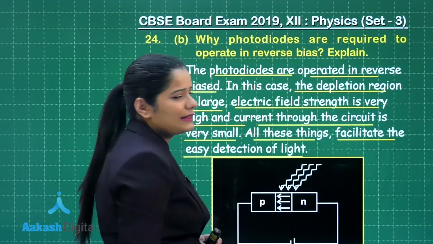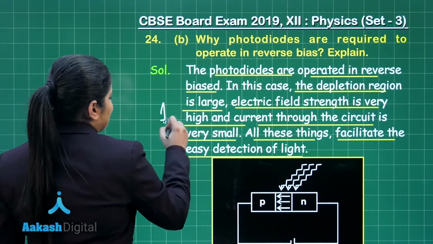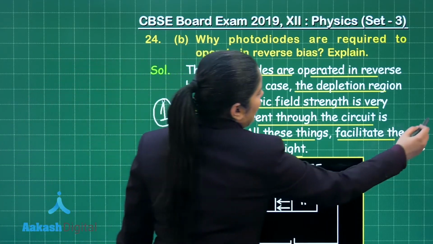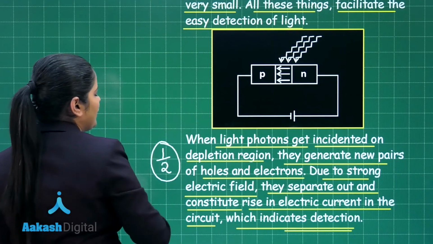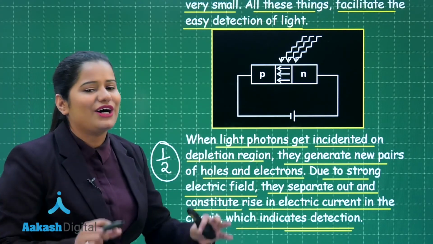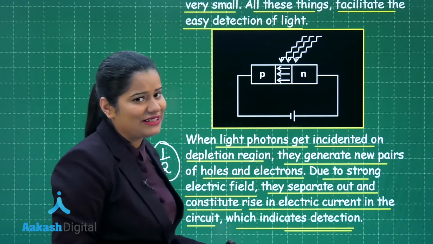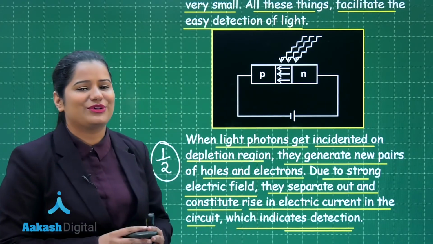I hope this is quite clear to you. So you are going to get 1 mark for explaining this, and you will get half mark for explaining its working, and this is how you are going to score 1.5 marks for this part of the question and 3 out of 3 marks for this complete question. I hope this discussion is quite helpful. Let's move on to the discussion for the next question.